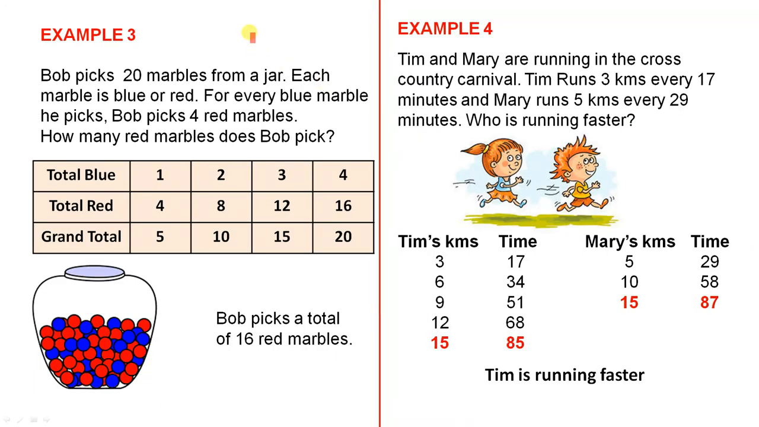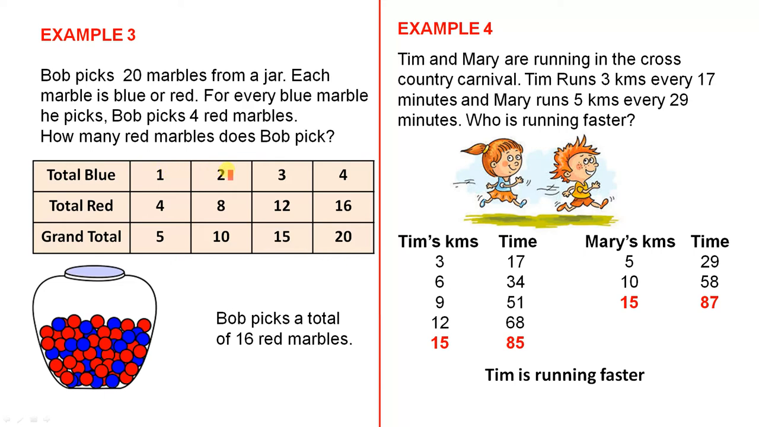Example 3. Bob picks 20 marbles from a jar. Each marble is blue or red. For every blue marble he picks, Bob picks 4 red marbles. How many red marbles does Bob pick? Now, when he picks the first blue marble, he picks 4 red marbles. That means he has a grand total of 5 marbles. That's after he's picked 1 blue.